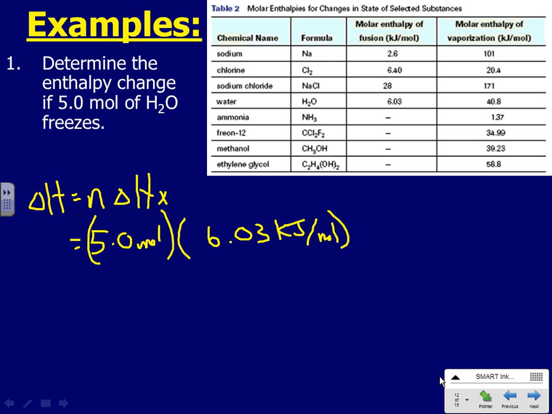Now there's one thing missing here, and that's the sign. And we need to think a little bit about this one. If I have liquid water that has a high energy content go to solid water that has a low energy content, what has to happen to the energy within that water? Do I have to gain some or do I have to lose some?